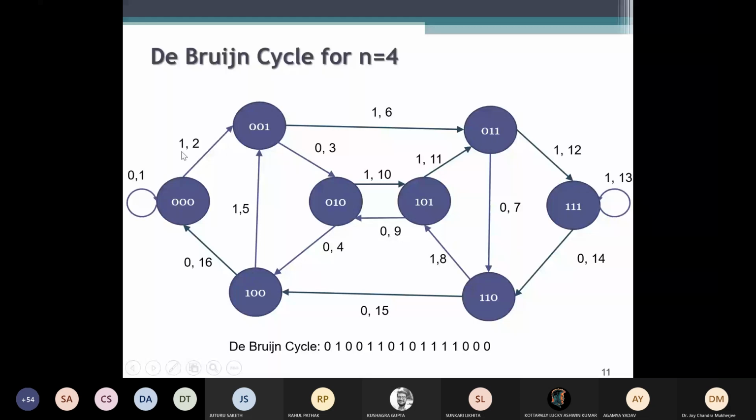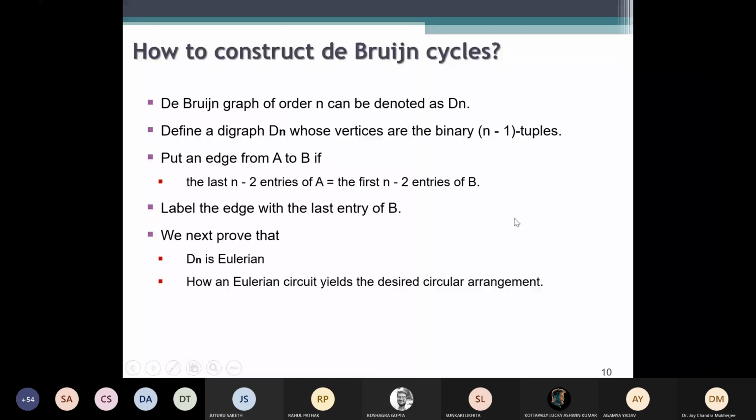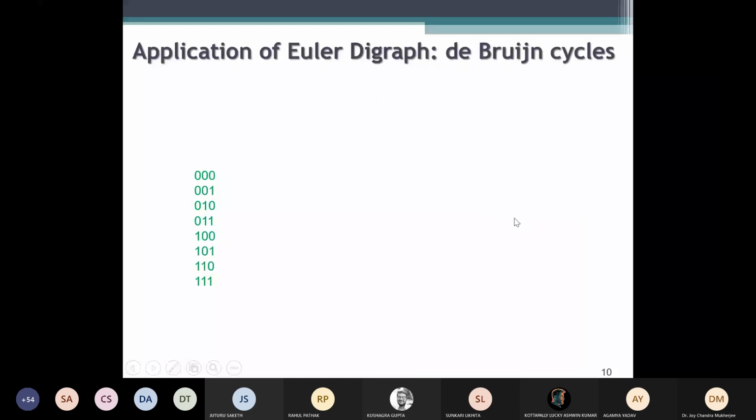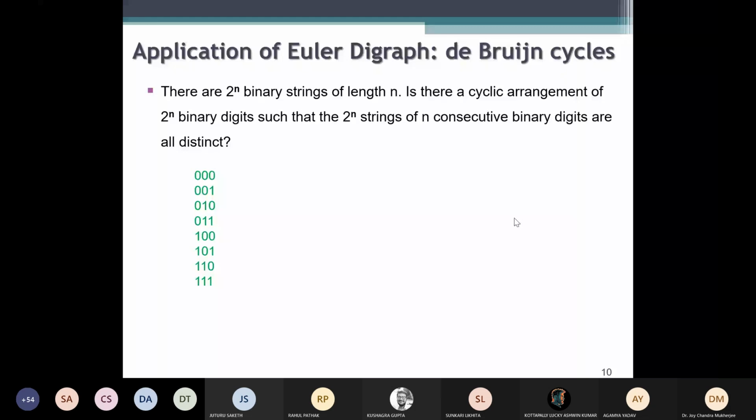Now what this numbering 1, 2, 3, 4 and so on says is the Euler cycle. Given this graph, if you find an Euler circuit in this graph, then that Euler circuit will give you the De Bruijn cycle. For example, for n equal to 3, this 0 0 0 1 0 1 1 1 is my circular arrangement. So how do I get it?